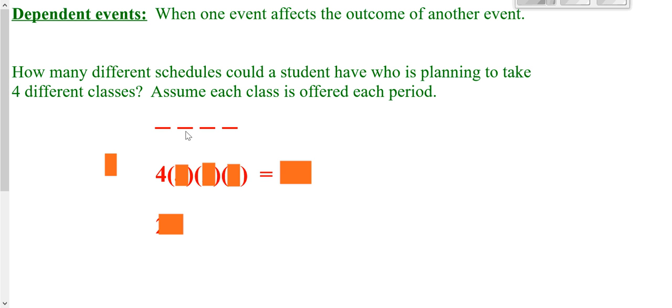They're already assigned to that one class. How many options are left? Well, there's only 3 left remaining to choose from, so there's only 3. 2 options have been used and selected here, so there's only 2 left out of the 4. Now we've already selected 3 out of the 4, so there's only 1 option left here. 4 times 3 times 2 times 1 is also known as 4 factorial. And you multiply that out, 12 times 2 times 1, and you get 24.